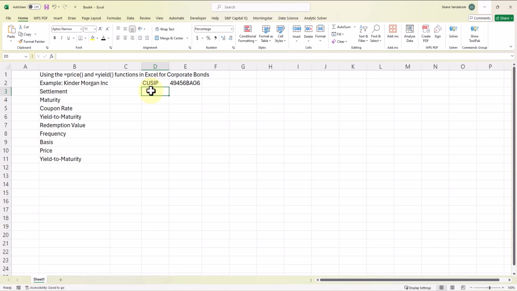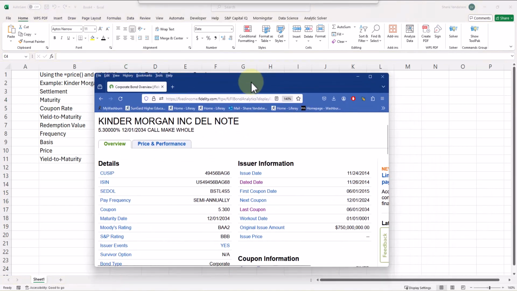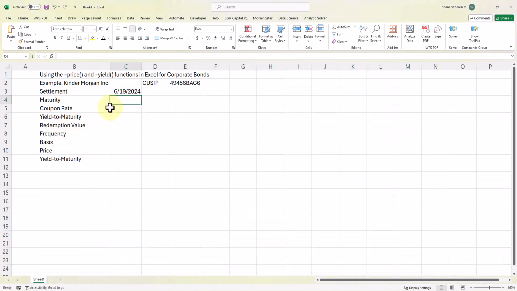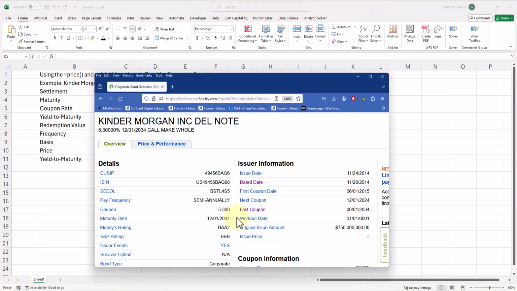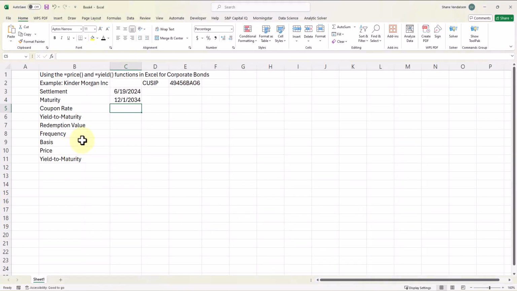So I'm going to actually add 2 days to the date here. So my settlement date would be 6/19/2024, 2 days from today for me. The maturity date is given. So the maturity date is December 1st, 2034. So that's 12/1/2034. The coupon rate, I showed you that already. The coupon rate here is 5.3%.